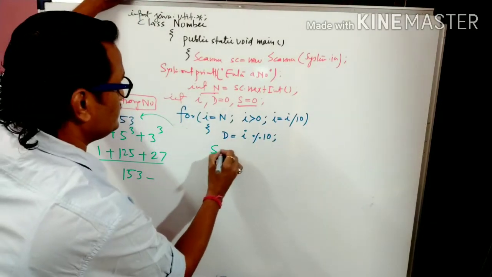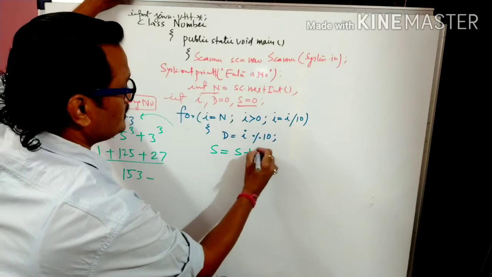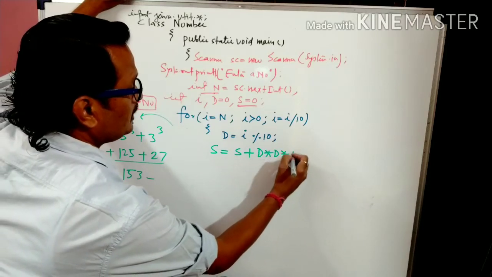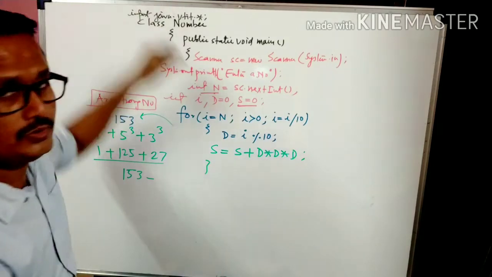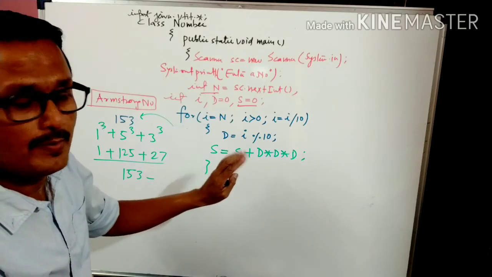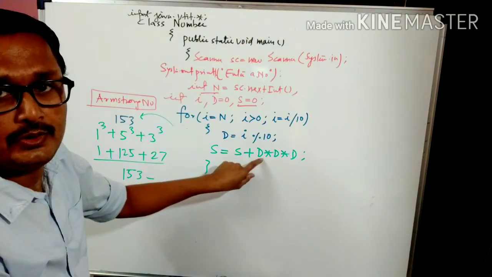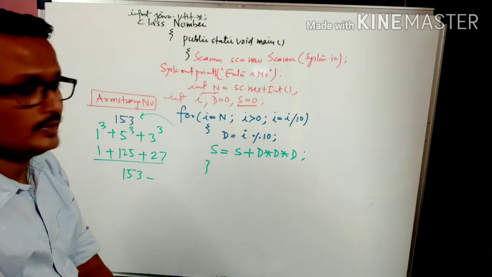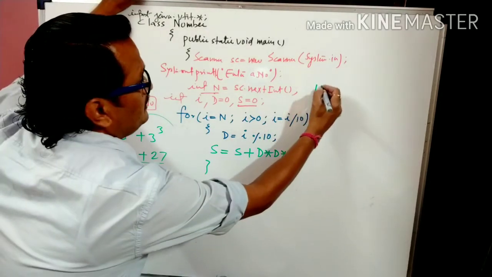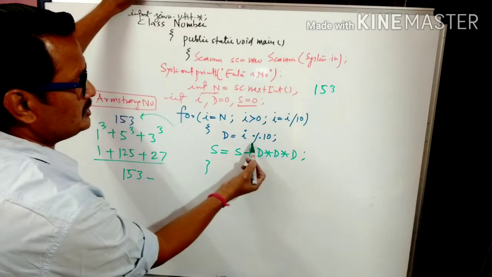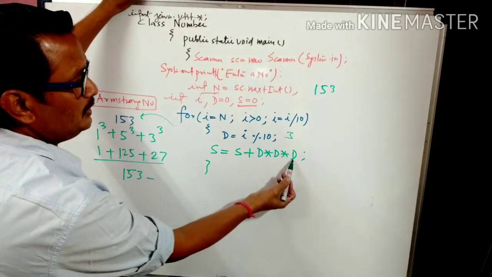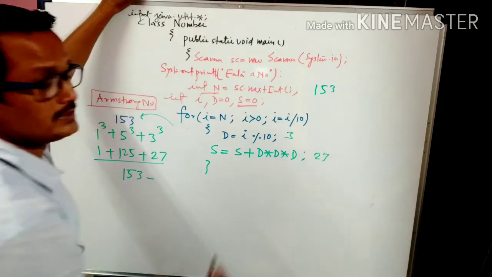Now you write s is equal to s plus d into d into d. No need to use here Math.pow(d, 3). You use here d into d into d. So number is 153. Let's assume. So at first it will extract d into d into d, that is 27.